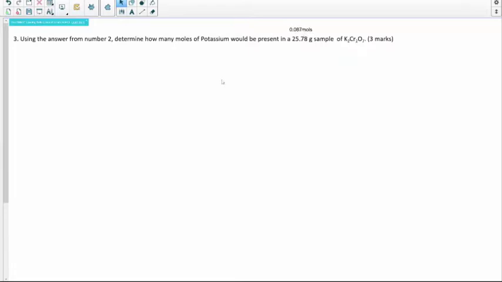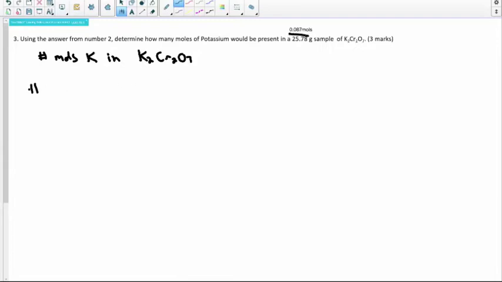That's their answer here in moles. That's how many moles we actually have in 25.78 grams. So what we're going to do here is, this is a type of ratio type problem in stoichiometry. So what we need is, we need to figure out the number of moles of K in K2Cr2O7. That's what we're trying to figure out.